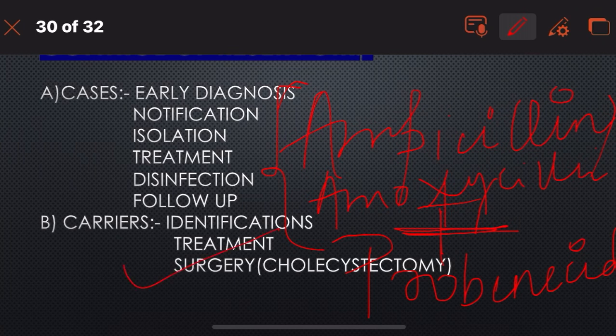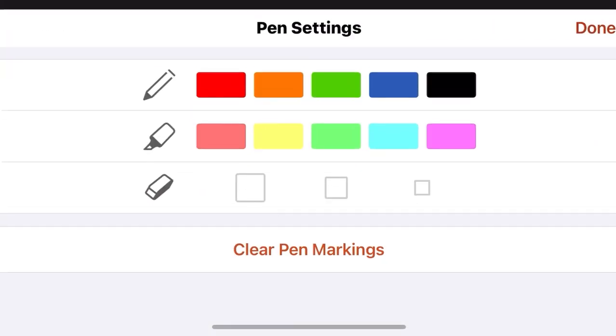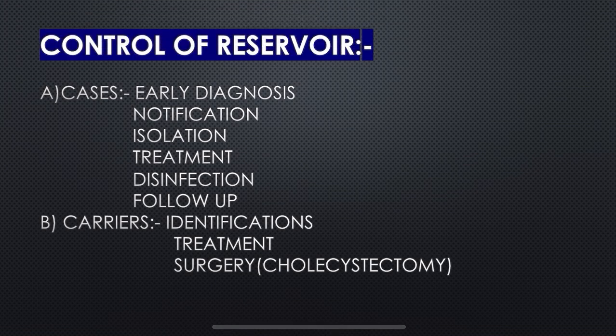Then comes surgery, cholecystectomy. Why cholecystectomy? Cholecystectomy with the concomitant ampicillin therapy is regarded as a successful approach for the treatment of carriers. It is the most successful approach which they have seen in controlling the carriers. Since the gallbladder is a reservoir of the bacilli, we are opting for the cholecystectomy. Then the cure rate may be as high as 80%.